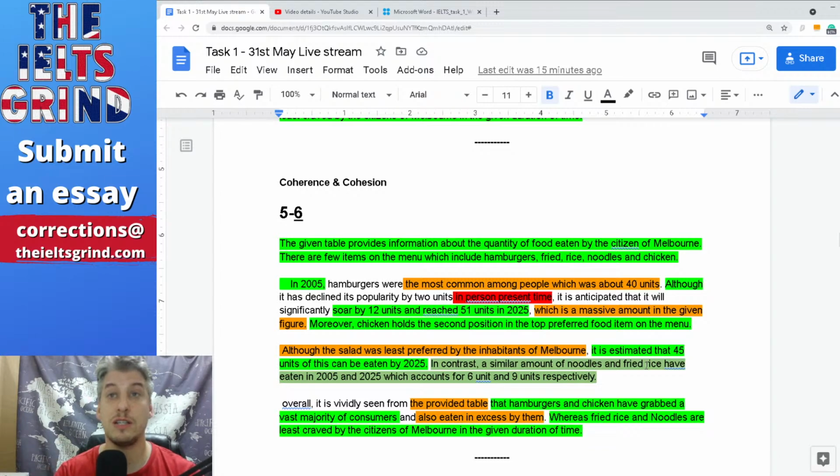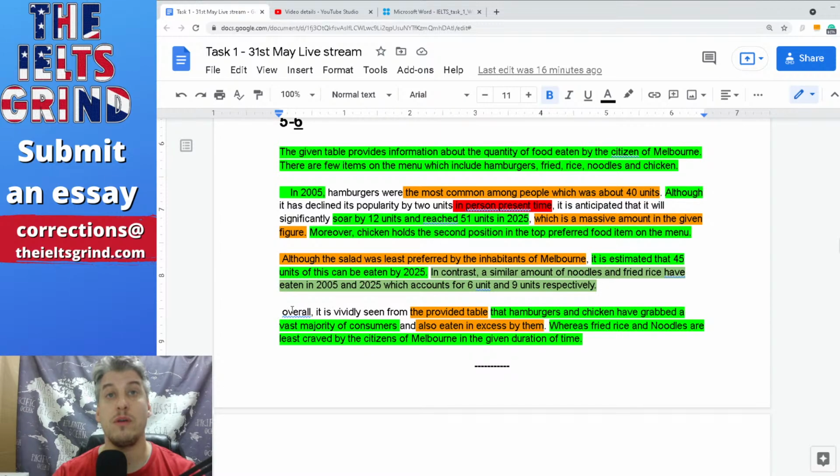"In contrast," really good. "In contrast, a similar amount of noodles and fried rice have eaten in 2005 and 2025, which accounts for 6 units and 9 units respectively." Now, we're going to talk about the grammar later on, but the actual content here is very, very good. Everything is linking from the previous thing. It's all relevant. This is great for coherence and cohesion.